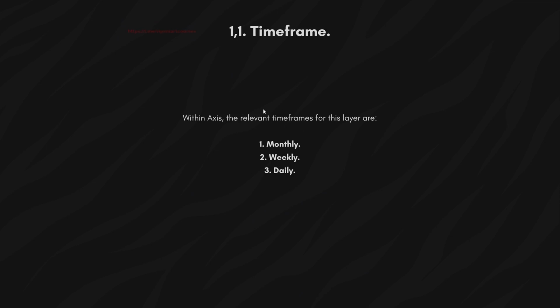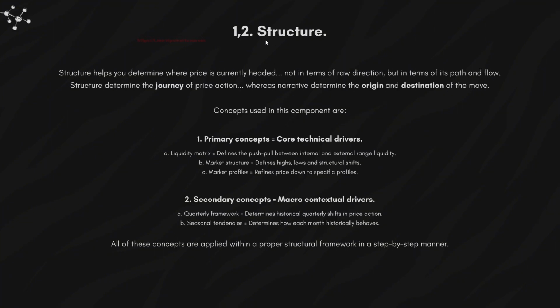Okay, now let's move on to the next slide and discuss the second component, which is structure. We've already discussed the purpose of this component, but let me quickly reiterate it. Just like it says here, structure helps us with determining where price is currently headed, not just in terms of direction, but also in terms of its path and flow. Structure determines the journey of price action, meaning what is the underlying directional idea here, and then using that idea, narrative determines the origin and destination for price or for that move.